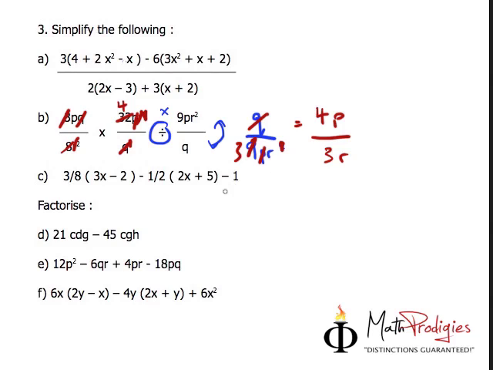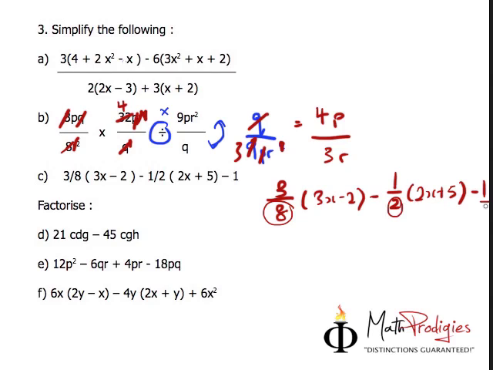Actually, no, it's pretty simple. Basically, 3 over 8 times 3x minus 2, minus half times 2x plus 5, minus 1. How do we do this question? It's very, very simple. Remember, common denominator. So 8, 2, and 1. The lowest common multiple is actually 8.